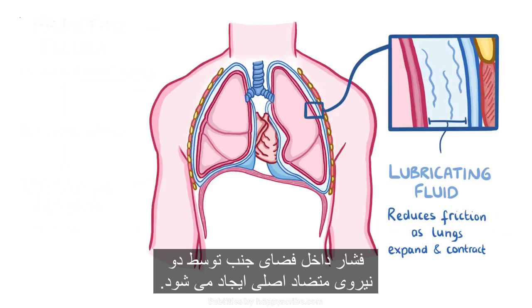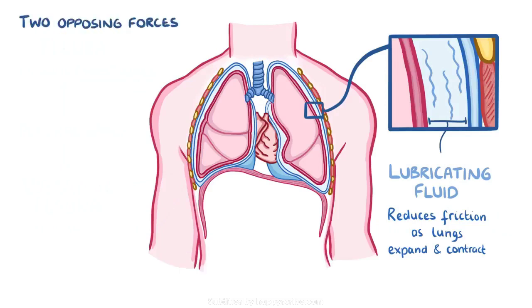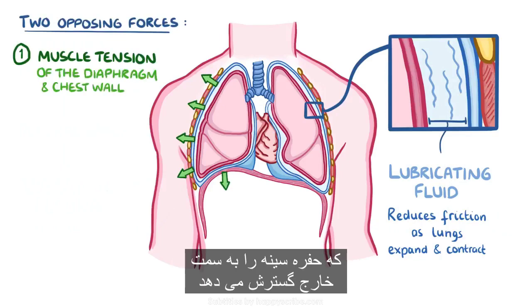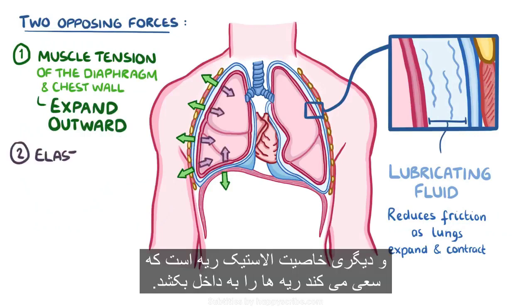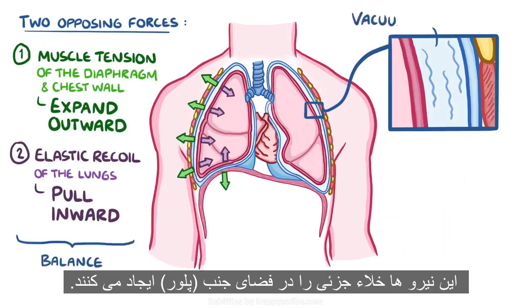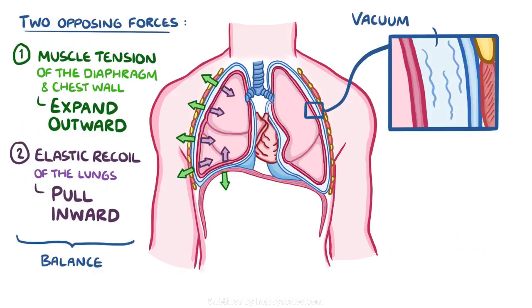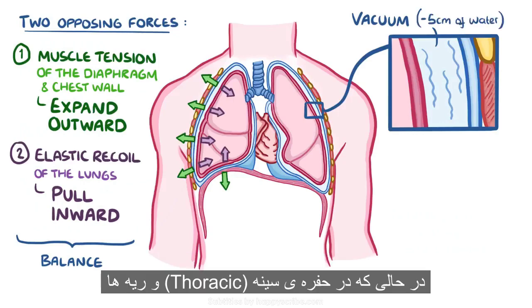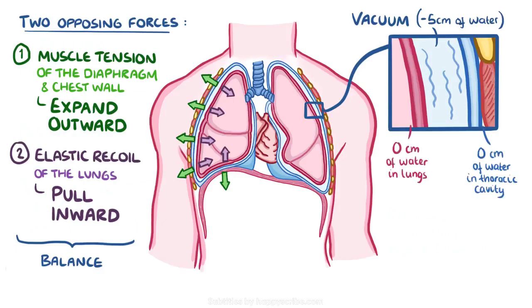Pressure within the pleural space is established by two main opposing forces. One is the muscle tension of the diaphragm and the chest wall, which contract and expand the thoracic cavity outwards, and the other is the elastic recoil of the lungs, which try to pull the lungs inward. The two pull on each other, creating a balance between the forces that creates a slight vacuum in the pleural space. It results in the pleural space having a pressure of -5 centimeters of water relative to a pressure of 0 centimeters of water in both the thoracic cavity and the lungs.